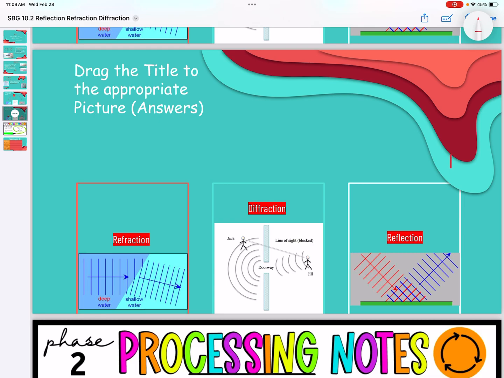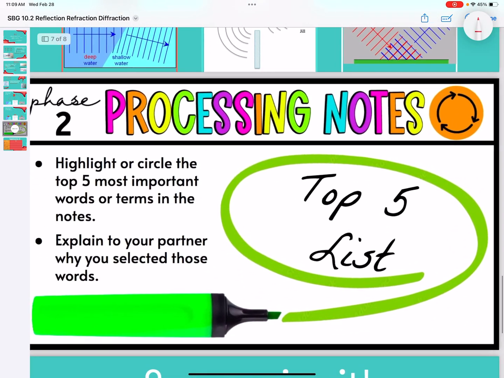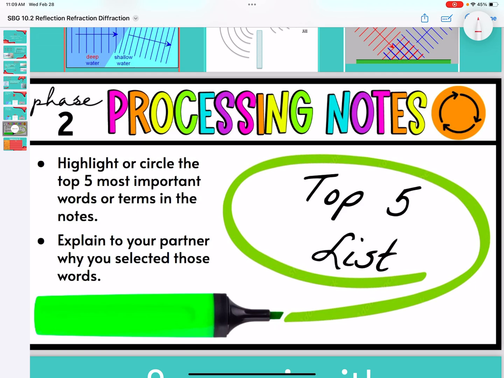Now, as we wrap these notes up, I do know that it was a much shorter section of notes today. What I would like you to do is take a highlighter, and I want you to highlight or circle the 5 most important terms or words in the notes. There's 3 that, in my opinion, are obvious to pick, and you really should pick, but I want you to look through and find a couple of additional ones to highlight as well. I will allow you to skip part 2 where you explain to your partner why you selected those words.